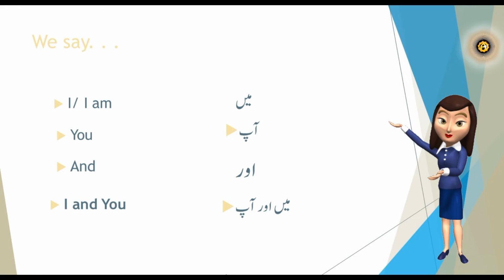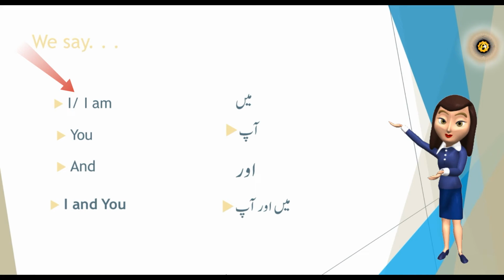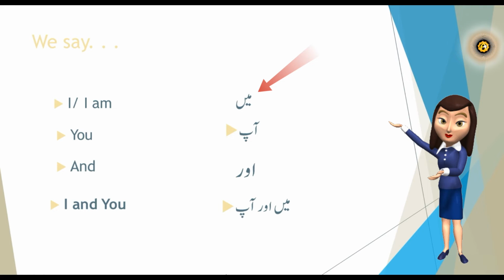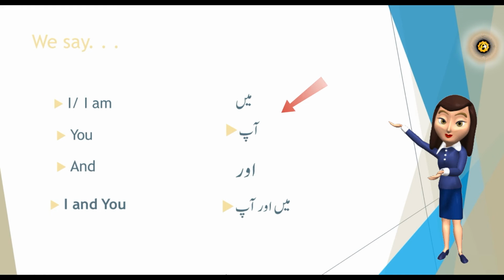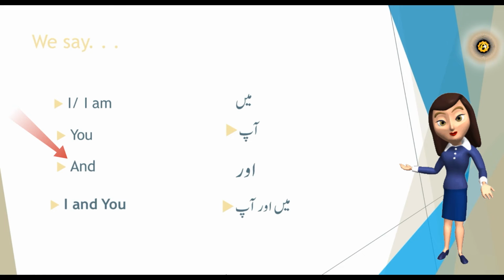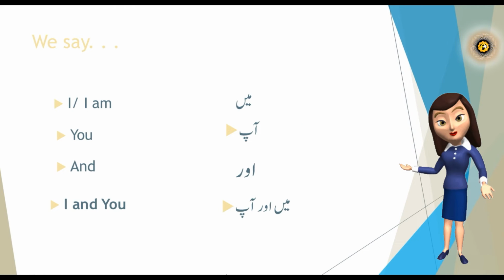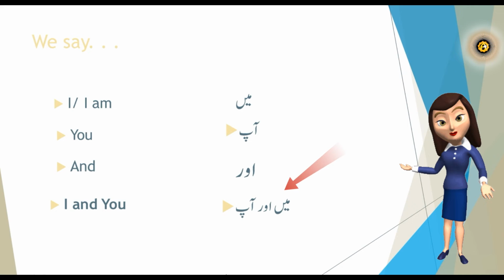Now let's repeat one more time. We say I or I am. In Urdu we say मैं. Then in English we say you, and in Urdu it is आप. Then in English we say and, in Urdu it is or. Then in English we say I and you, and in Urdu it is मैं or आप.